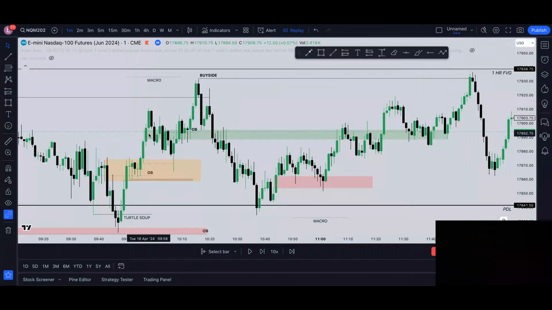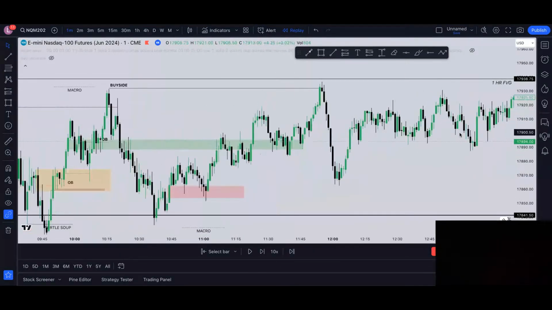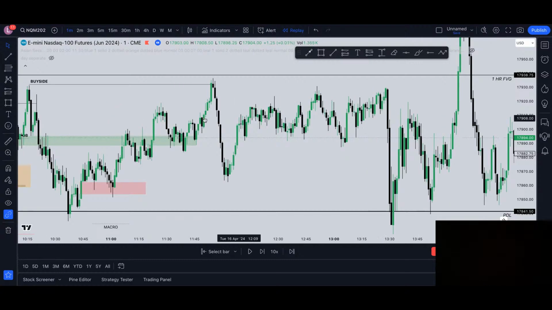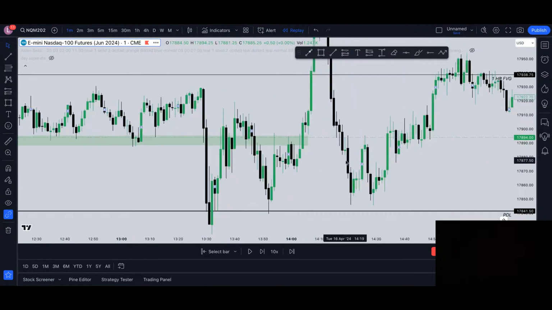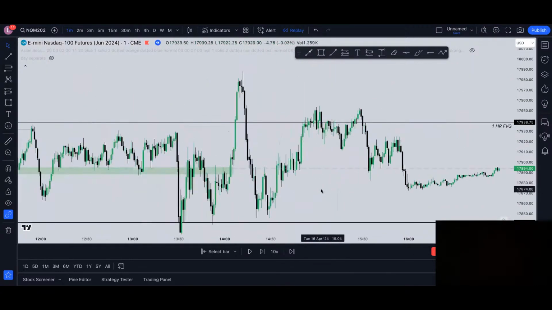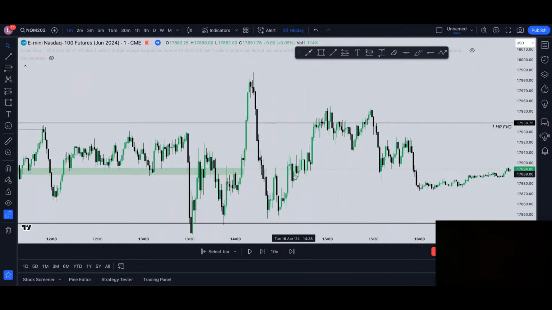See, this inverse fair value gap 10:57. The fair value gaps made in macros and in early AM session are so important. They go a long way even in the PM session. See, example. Last hour macro. That's your last hour macro.